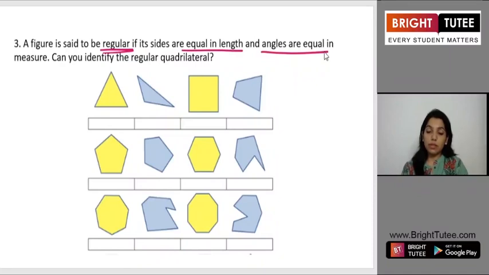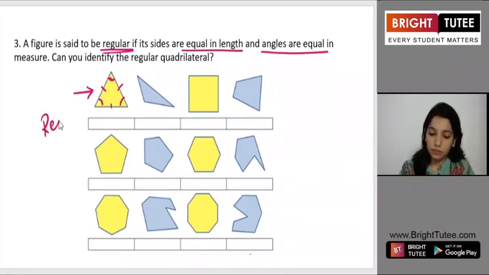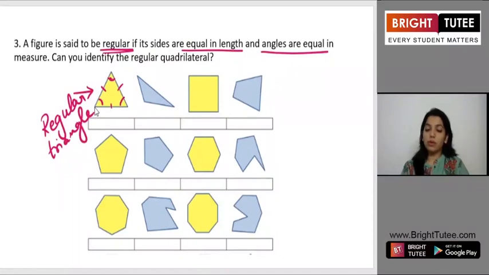Look at the first image, this triangle. This is an equilateral triangle. All the three sides in this yellow triangle are equal to each other. And we know in an equilateral triangle, all three angles measure 60 degrees, right? So all these angles measure 60 and all the sides are of equal length. So this is a regular shape. This is a regular triangle. Now look at the second one.